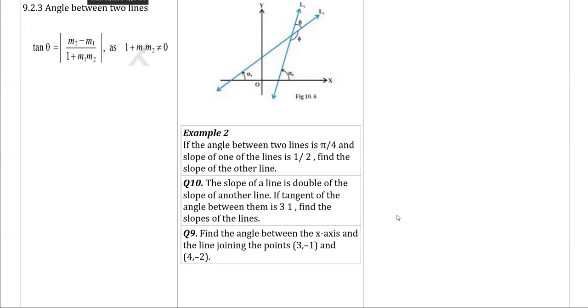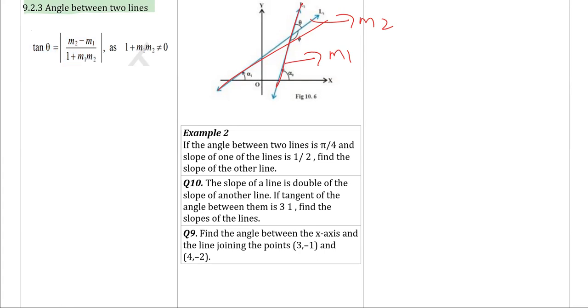Continuing with this, now we are on the next concept, that is the angle between two lines. That means when the lines are not parallel or perpendicular, in that case, how to find the angle between the two lines. Let's say L1 and L2 are the two lines. Let the slope of one line be M1 and the other M2. Then the angle between these two lines is calculated as tan theta equal to modulus of (M2 minus M1) over (1 plus M1 M2).